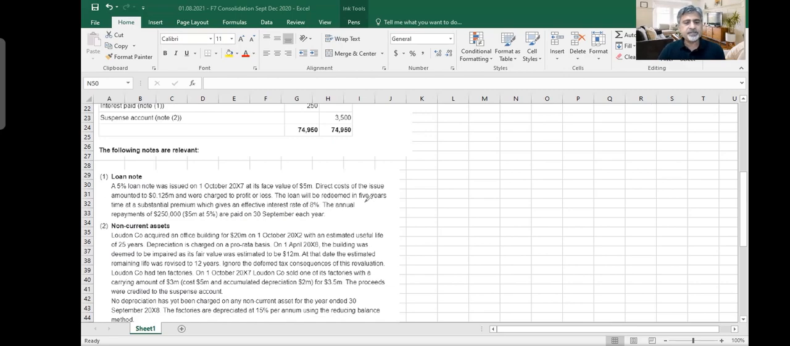The loan will be redeemed in 5 years' time at a substantial premium. Substantial premium means that we might have to pay more than 5 million, but how much we don't know, which gives an effective interest rate of 8%. So your interest rate is 8%. You are actually giving them 5%, but you are going to redeem it at a premium. So for you, the true interest cost, your finance cost, will be calculated at 8% on opening liability. Annual repayments of 250,000 are paid on 30th September each year.